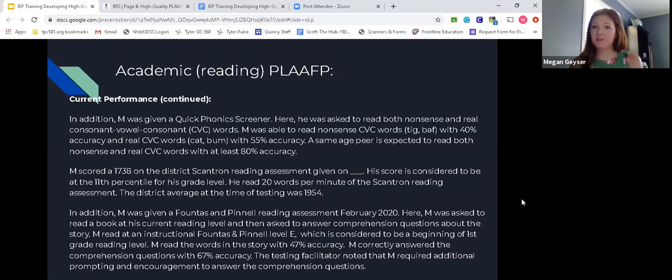All right, and then the final two paragraphs here go back to our district level assessment. So the first one is the Scantron results. And then we have Fountas and Pinnell at the bottom. And I like to explain what that looks like. What does that mean? Because not everybody knows a Fountas and Pinnell. What is that? So I just put a quick little explanation in there.